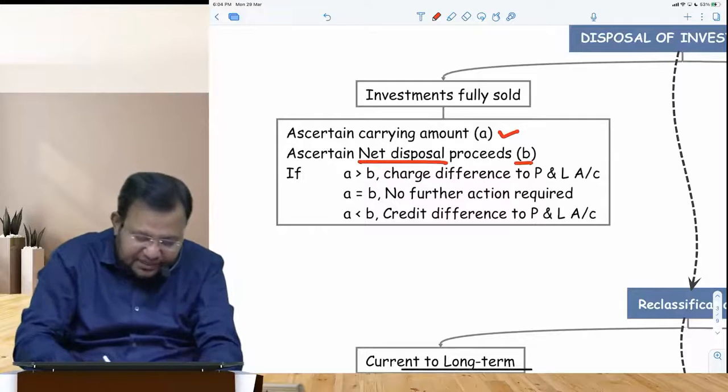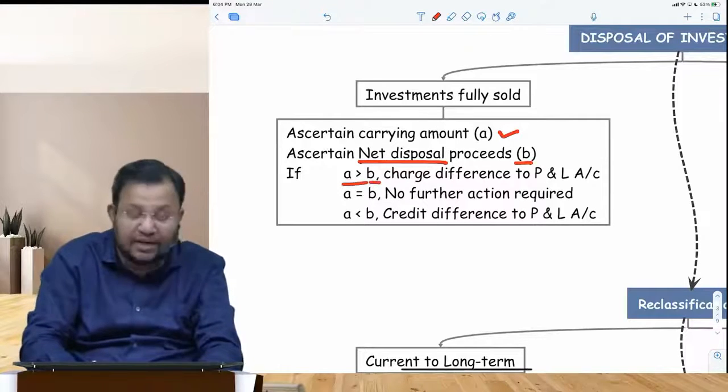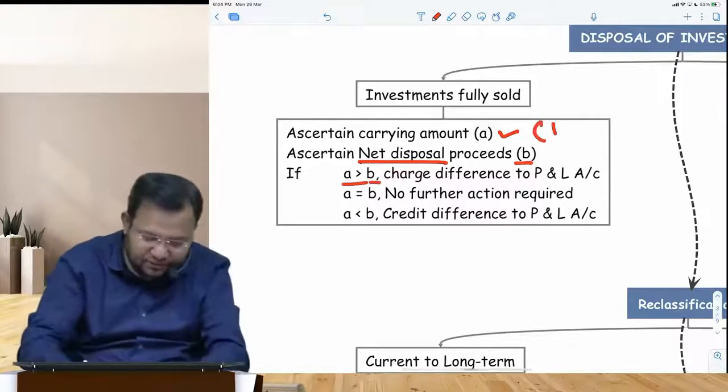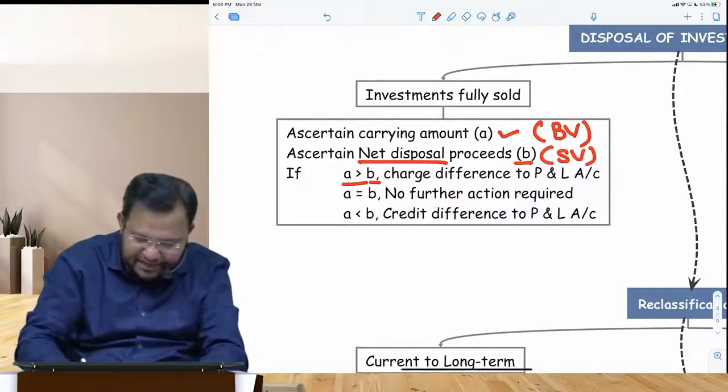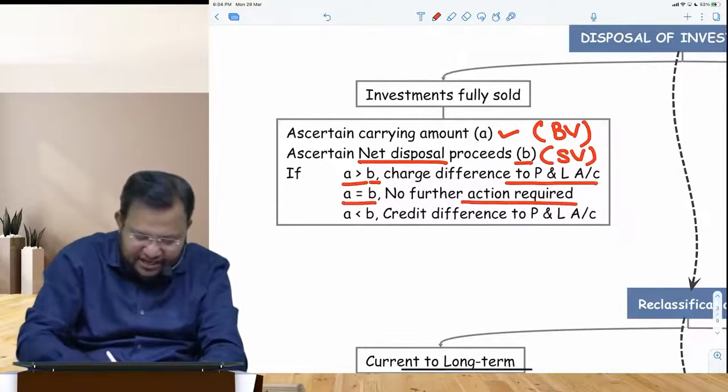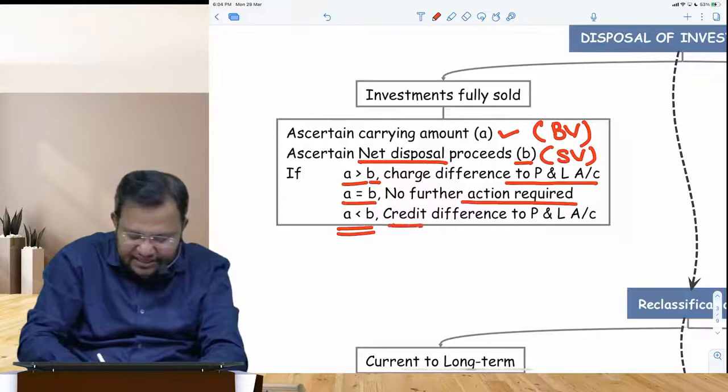So B, if A is greater than B, that is, the carrying amount is higher. Carrying amount is book value. If book value is higher than the sale value, you debit P&L. Charge the difference to P&L. If A is equal to B, no action is required. If A is lesser than B, credit P&L.